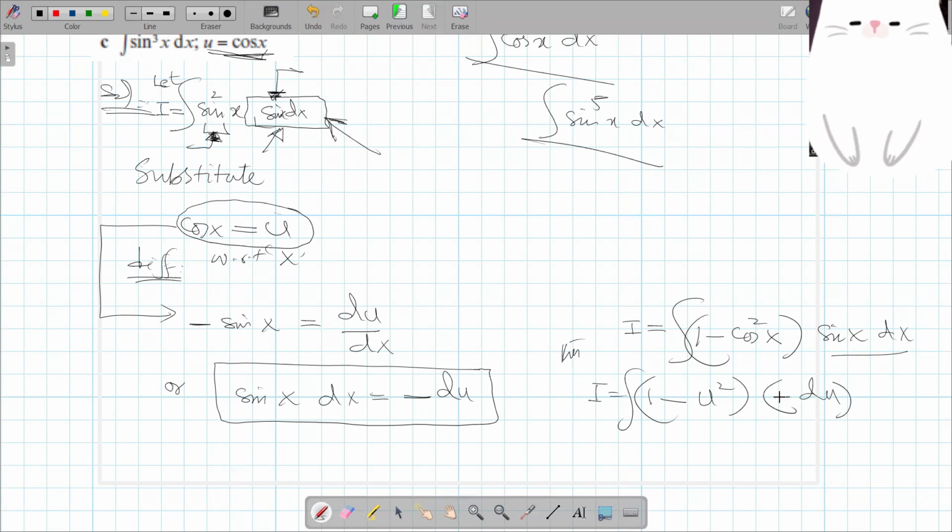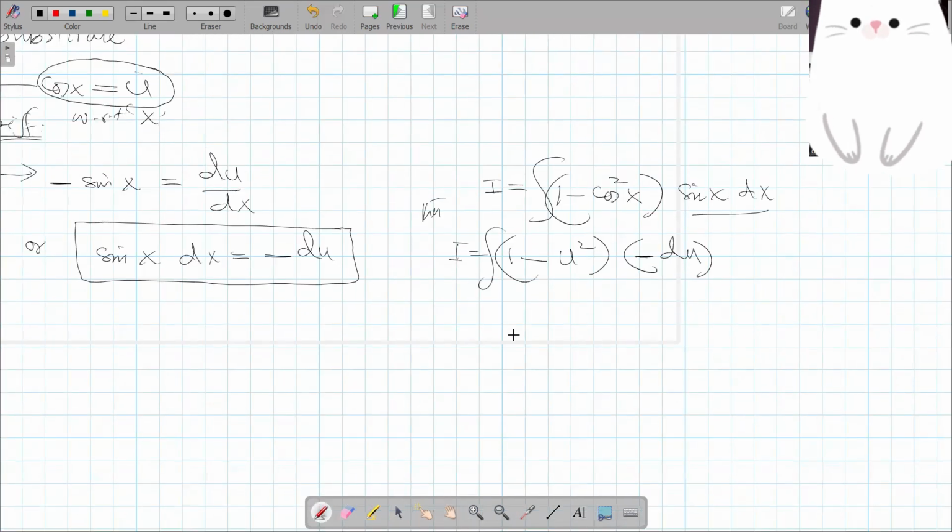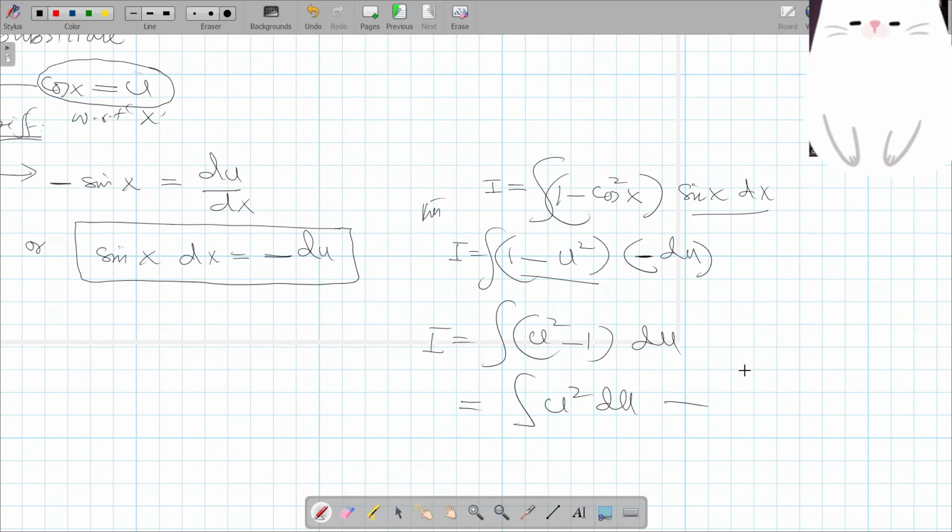So we will give a bracket here. Now you see integration is very easy. Multiply this negative sign inside this bracket, so we will have u square minus 1 times du. Now integrate separately, u square du minus du. The integration of u square is u cube divided by 3, minus the integration of 1, which is u, plus c.